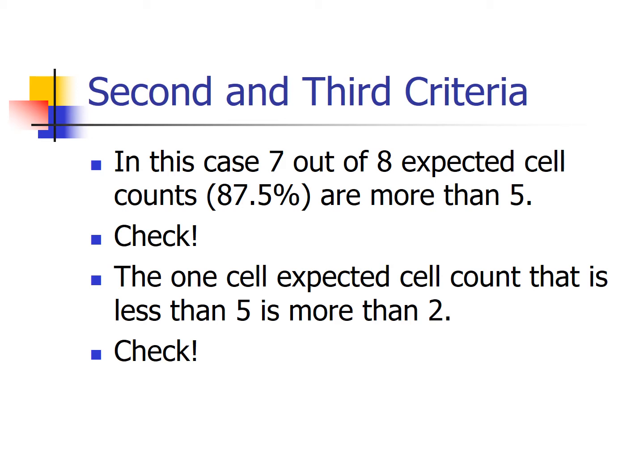All right, so second and third criteria: 7 out of 8 of our cell counts have an expected cell count of more than 5, and then the one remaining one is more than 2. So check and check. That means that we're good.